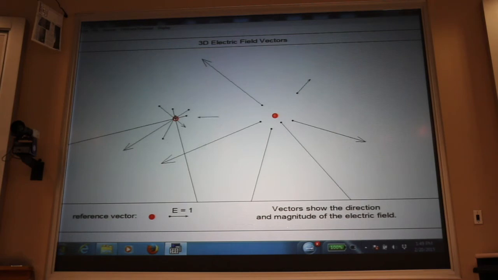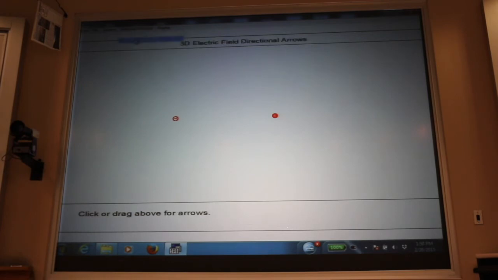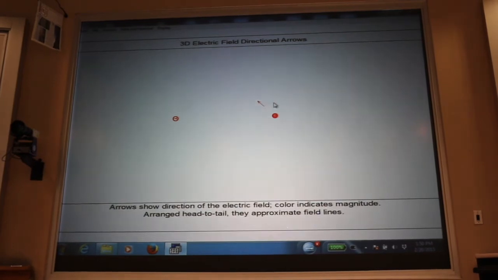Now, indeed, I can take a point and just drag it around. Ooh, very large. Okay. Now, one representation would just be to click everywhere and have a bazillion of these arrows. That's not helpful. So instead, I'm going to use directional arrows. These are arrows that point in the direction of the electric field, but they're always the same length. He's used a color coding to indicate the strength of the field, but we're going to ignore that.